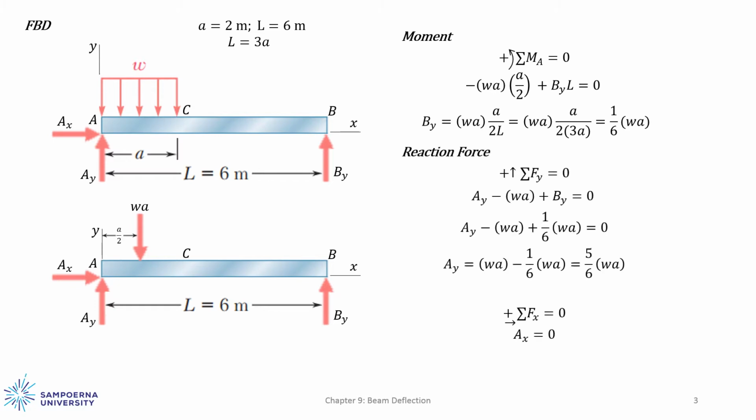Next, using sigma Fy equal to 0, we have Ay going up, so it's positive. wa is going down, so it's negative, and By is going up, so it's positive, equal to 0. We know By, then we get Ay is 5/6 wa. In the x-axis, because there is only Ax, Ax is 0.